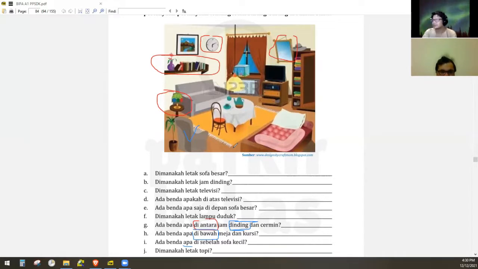About the sebelah sofa kecil, pot. Yes. Di sebelah. Then plant too. What is plant in bahasa Indonesia? Tanaman. Yes. So pot tanaman. Ada pot tanaman di sebelah sofa kecil.